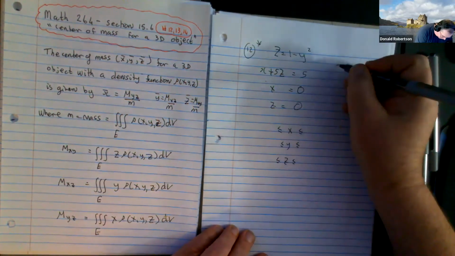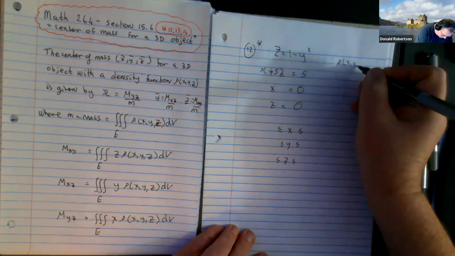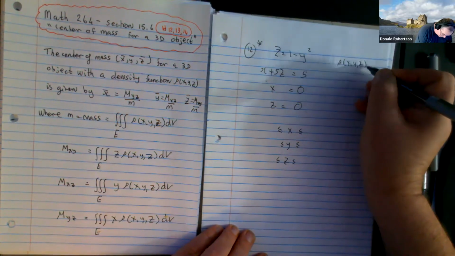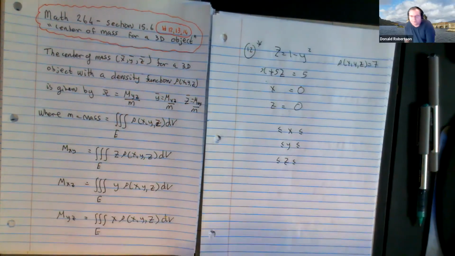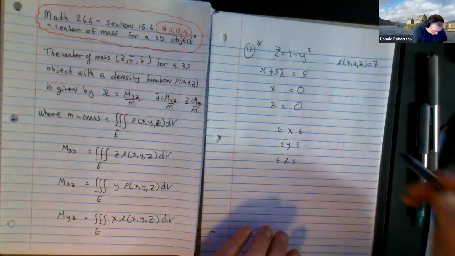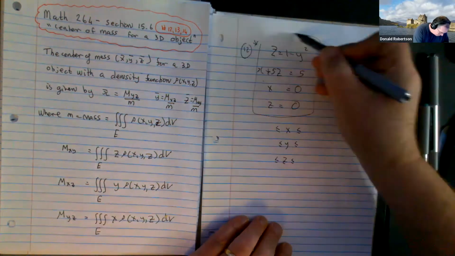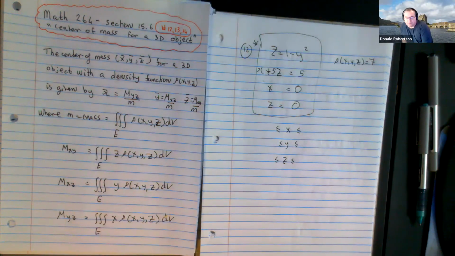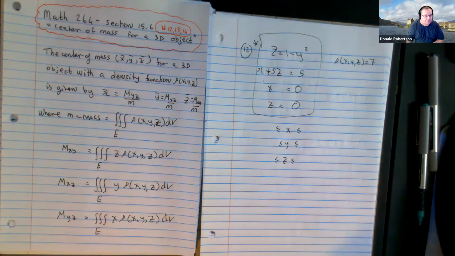And the density function happens to just be 7. Okay. Now you could try putting that into GeoGebra and looking at it, but I think it would be so ugly. You'd be hard stretched to figure out what goes where, right?